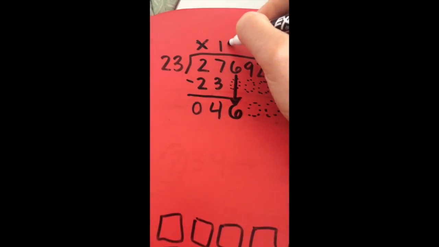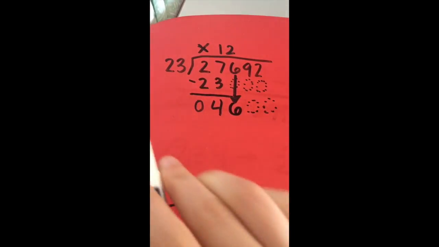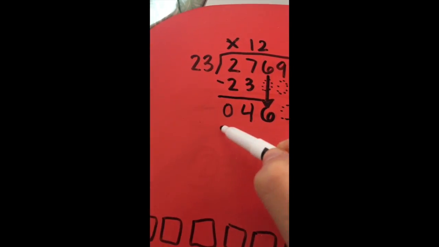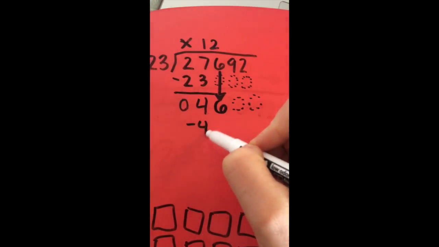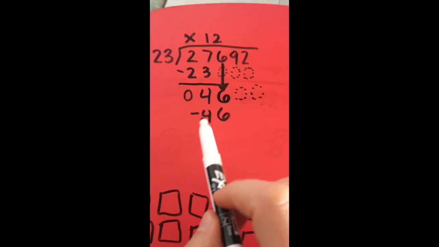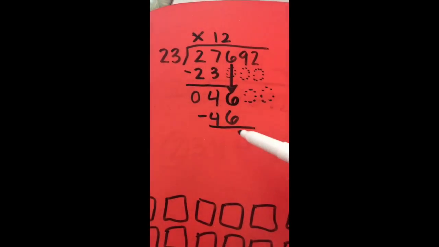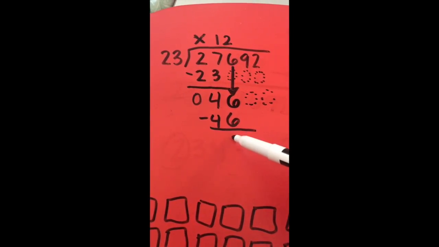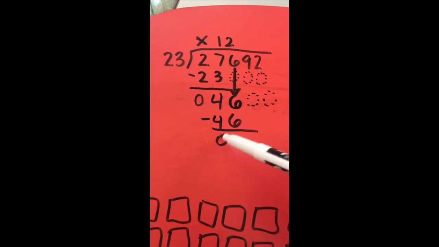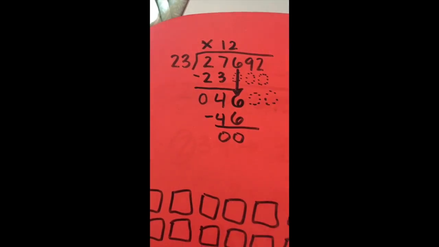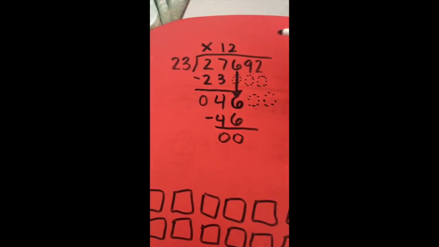So we put up 2 up here, and like we said, 23 times 2 is 46, so then we're going to subtract the 46, and we get 6 minus 6 is 0. 4 minus 4 is 0. Okay, so now we're going to move on to the next place value.